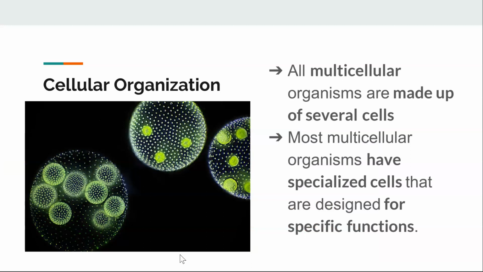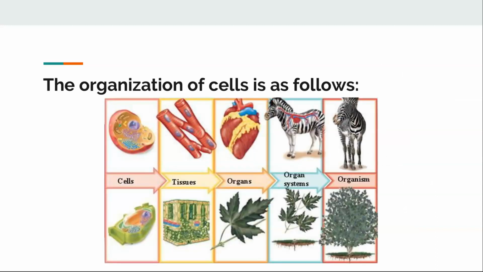Now, getting back to the organization of cells. Multicellular means made up of many cells. For a multicellular organism to operate efficiently, each cell doesn't try to do everything. Rather, cells specialize in tasks and are organized in a way to perform those tasks most efficiently. The organization of cells in a multicellular organism is as follows.